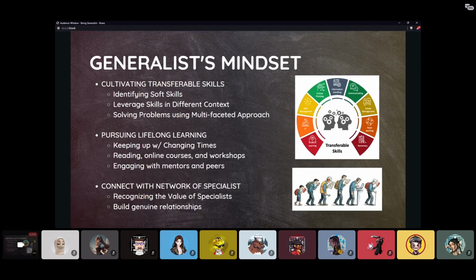In Web3, right, we may face some challenging problems within our project. But if we have a diverse skill set, or we have leveraged our Web2 skills to Web3 skills, definitely we can use those skills and contribute to the betterment or improvement of our project. And at the same time, solving problems using a multifaceted approach.